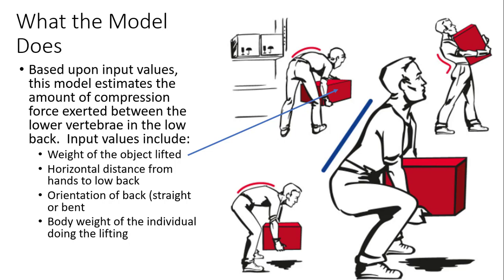The heavier the object, obviously, the more compression force that can be exerted on your spine. So that becomes one of our input values. Next is the horizontal distance from the hands to the low back.